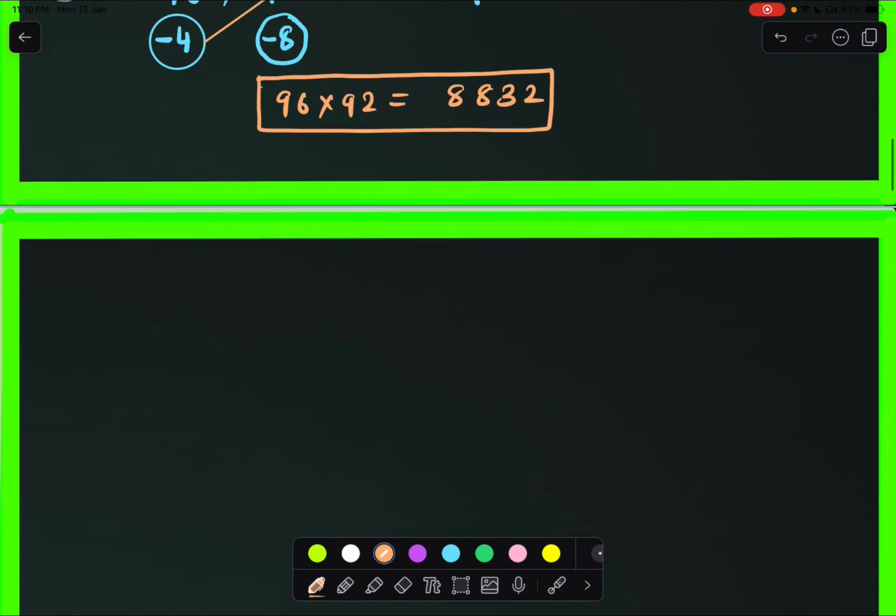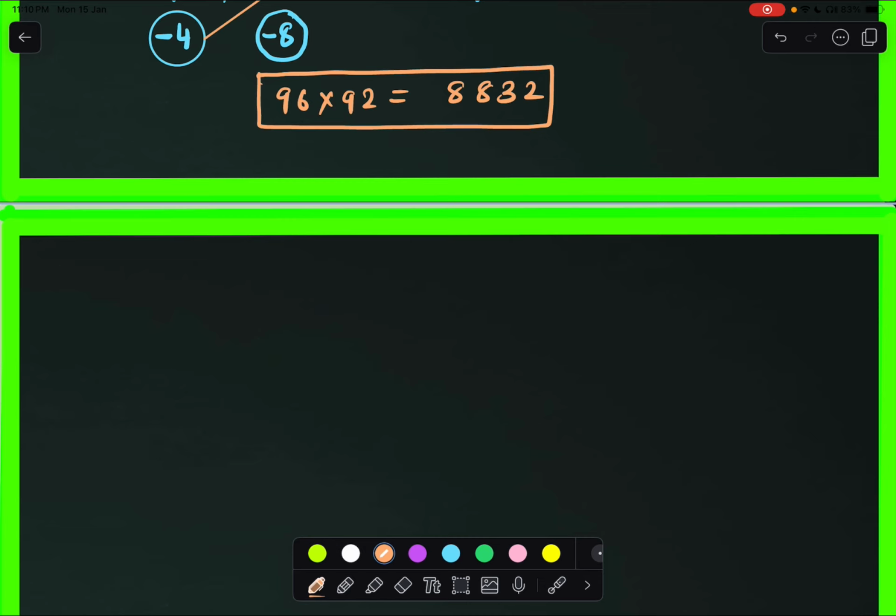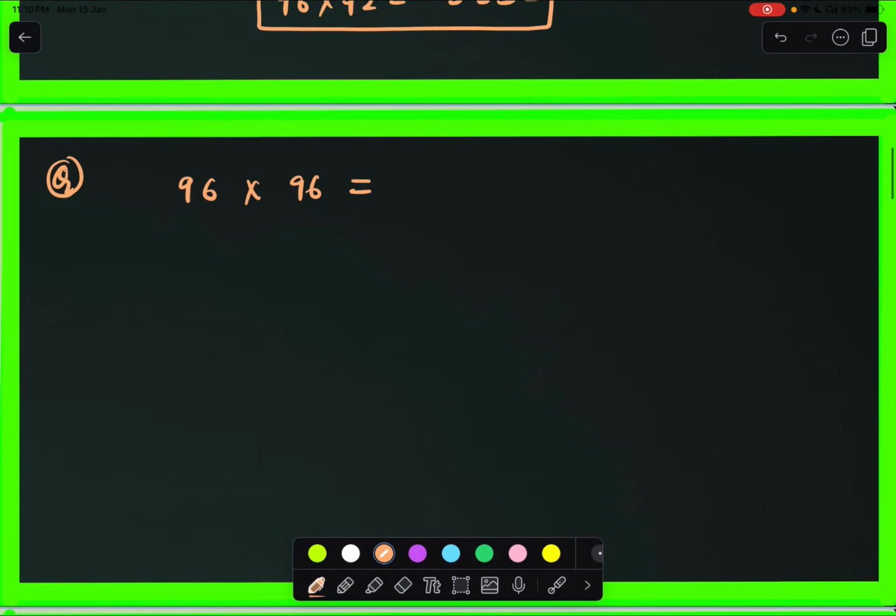And see one more example, you can get the clarity on this part. So I want 96 times 96, which is 96 squared, but still we are applying the same method in the beginning.